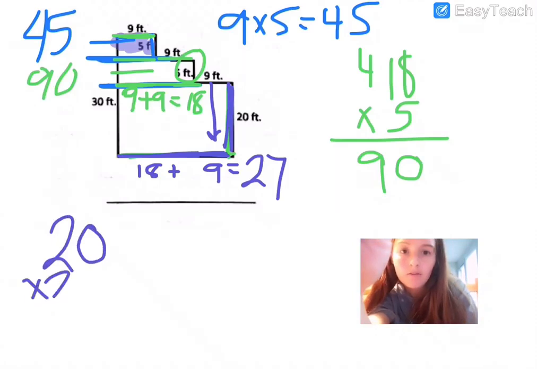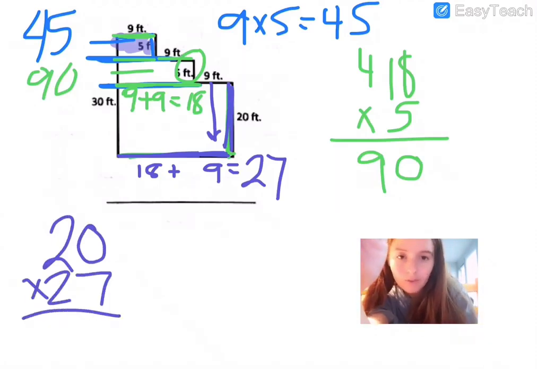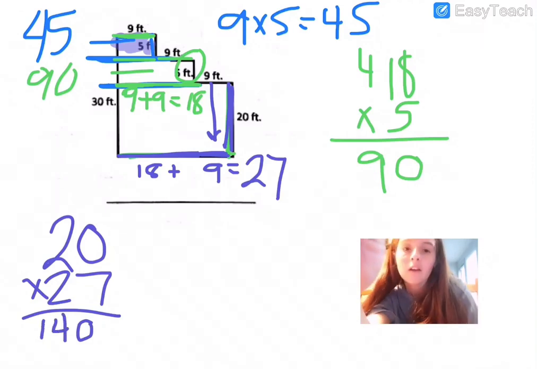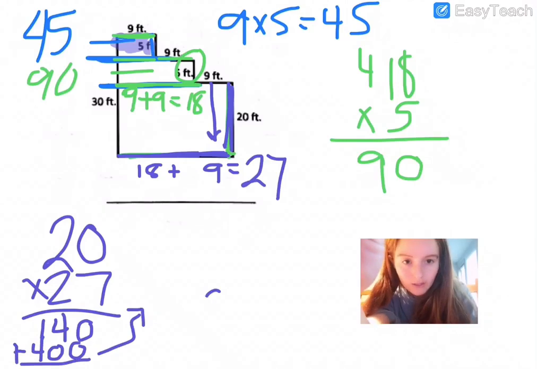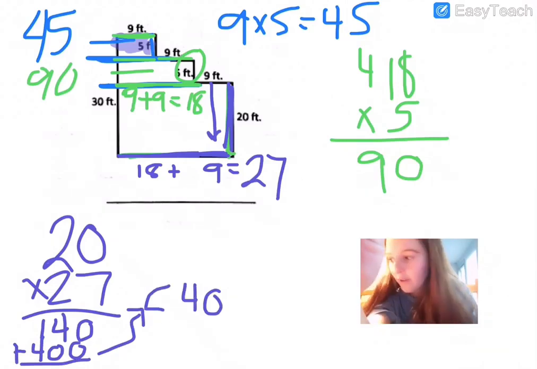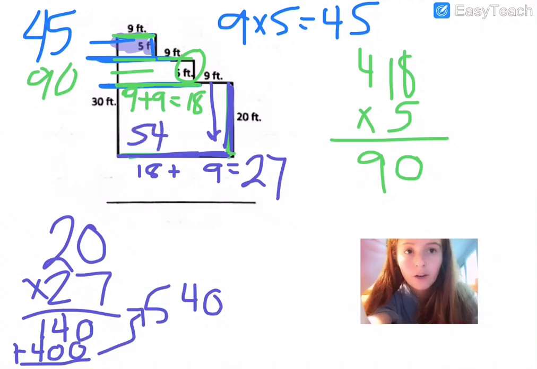So I'm going to go ahead and write that here. 0 times 7 is 0. 7 times 2 is 14. Add my 0. 2 times 0 is 0. 2 times 2 is 4. Oh, I'm running out of room. So my answer is 540. So 540 is going to go in here.